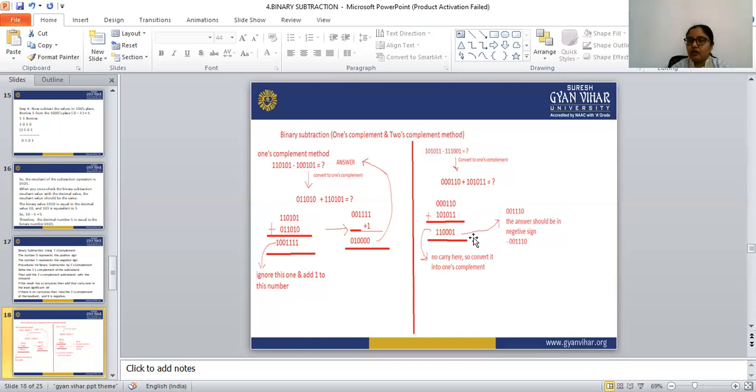Then after that, we have to count how many digits are there in the question and the answer. In the question there are 6 digits and in the answer there are 6 digits. So what will we do when the answer's digits and the question's digits are the same? Look at this point, no carry here, so convert it into the ones complement number. If we don't get any carry or any extra number in the answer, we have to simply convert this number into the ones complement number.